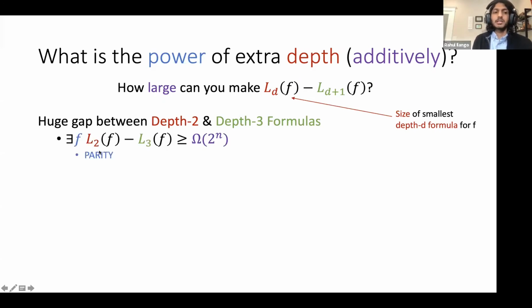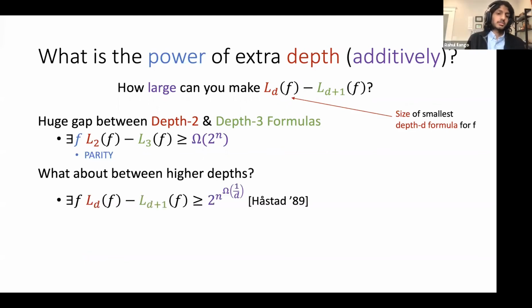If you take parity, computing it at depth 2 basically requires n times 2 to the n, the worst possible thing. And if you want to compute it at depth 3, then you can use divide and conquer to get something like 2 to the square root n. So you can show that there's a large gap between 2 and 3, and in fact, there's even better functions than parity. But what about higher depths?